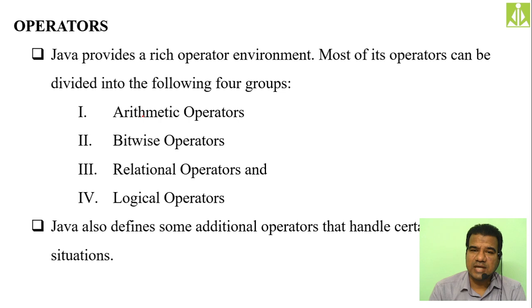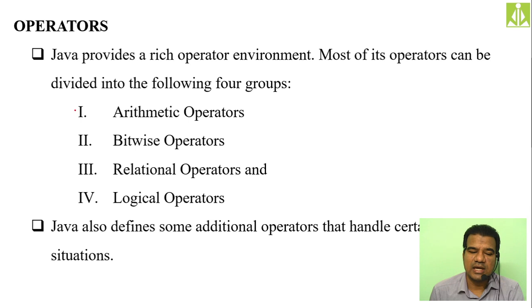Inside Java also we have a rich set of operators, or we can say Java supports a huge collection of operators. Whatever we discussed in C, all those operators are applicable over here. But the categorization when we see here is somewhat different. Most of its operators have been divided into the following four groups. All of the operators we have inside Java have been categorized into four groups only.